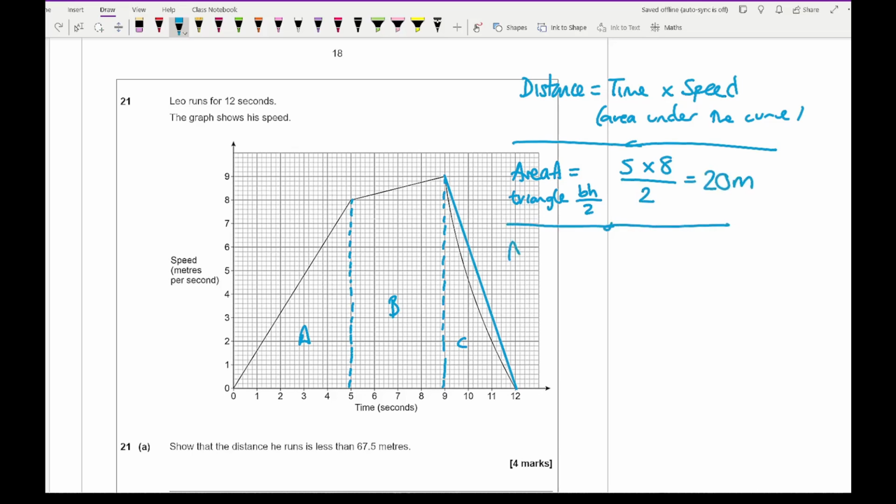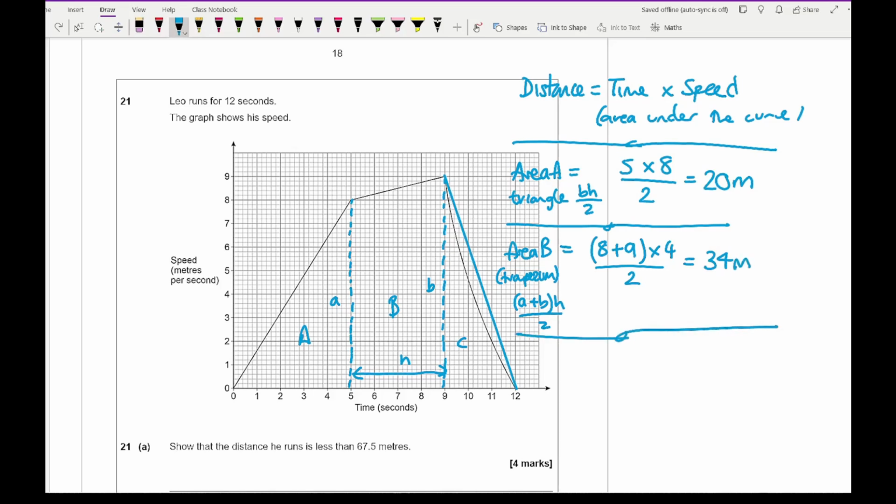Then I work out area B, which is a trapezium. So if this is a, this is going to be b, and this is going to be my height. The formula for the area of a trapezium is a plus b times h divided by 2. So that's going to be 8 plus 9 multiplied by the height, which is 4, divided by 2. And if I work all of that out, I get an answer of 34 meters. Let me just correct that label.